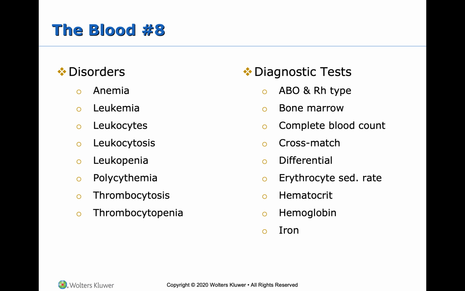Okay, and then diagnostic tests would be ABO and RH type, so that would be blood typing. We call it a type and screen at our facility. A lot of people call it ABO and RH.